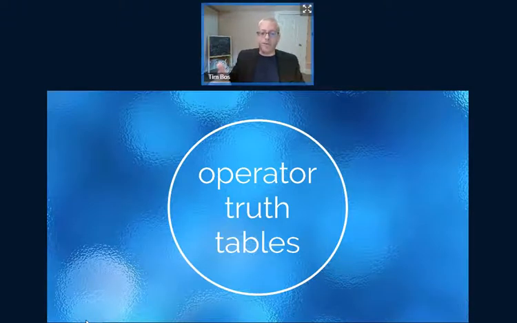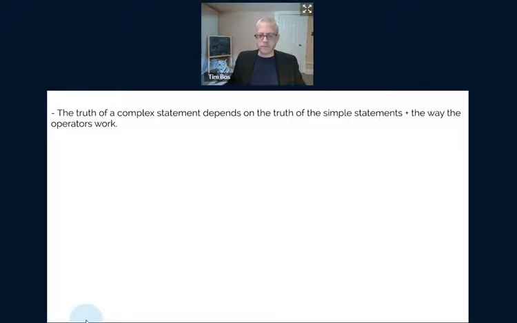So that intuitive feeling that you have, that you get because you understand what the words and and or mean as an English speaker, right? Now we're going to formalize that. We're going to show exactly when is an or statement true? When is an and statement true? When is a conditional true? When is a negation true? So the truth of a complex statement depends on the truth of the simple statements and the way that the operators work.